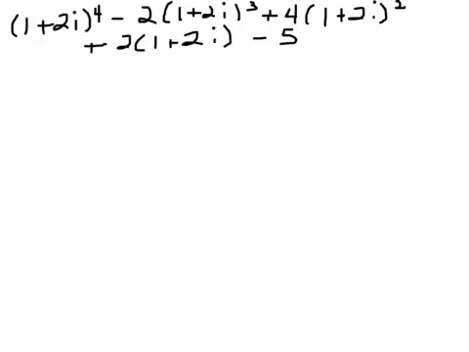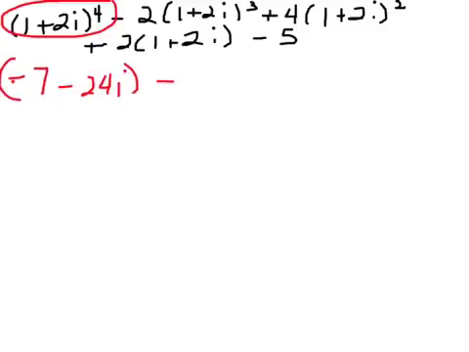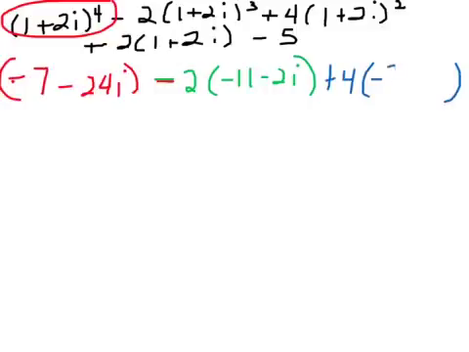Okay, so this was the original problem, and we've got some pieces of it now, and I'll kind of color code the pieces. 1 plus 2i to the 4th ended up being negative 7 minus 24i. Okay? Now I'm going to subtract, I'll do that in a different color. Minus 2 times 1 plus 2i cubed ended up being negative 11 minus 2i. That's what we were doing on that other page that we just did. Now we've got plus 4 times 1 plus 2i squared. Well, 1 plus 2i squared was negative 3 plus 4i.